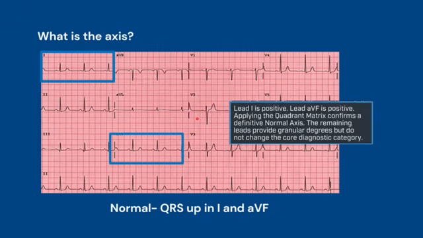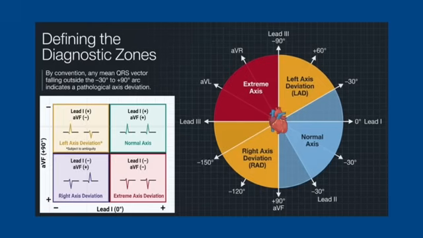Let's summarize and take home message. The cardiac axis normally is between -30 to +90, which is normal axis. -30 to -90, it is left axis. +90 degrees to 180, it is right axis. And extreme axis between -90 to 180.